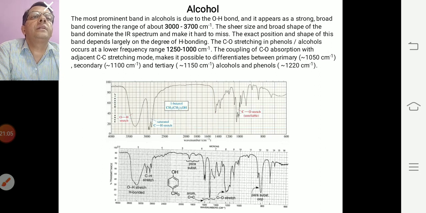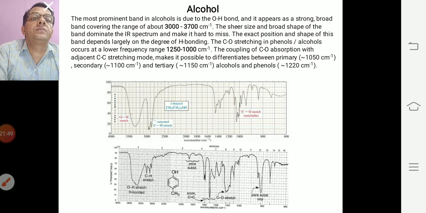The exact position and shape of this band depend largely on the degree of hydrogen bonding, and the CO stretching in phenol or alcohol occurs at a lower frequency range, that is 1250 to 1000 per centimeter. The coupling of CO absorption with the adjacent C single bond C stretch mode makes it possible to differentiate between primary, around 1050 per centimeter, secondary, around 1100 per centimeter, and tertiary, around 1150 per centimeter, alcohols, and phenol, that is around 1220 per centimeter.